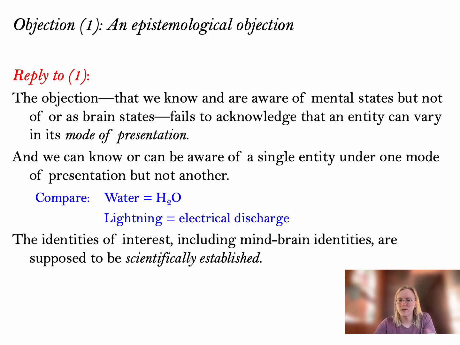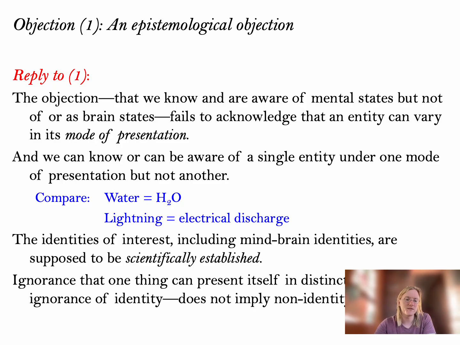The identities of interest, including mind-brain identities, are supposed to be scientifically established. And ignorance is one thing, but evidence is another. And the one doesn't seem to undermine the other. I'm ignorant of all sorts of things that I don't know. That doesn't mean that they don't exist.